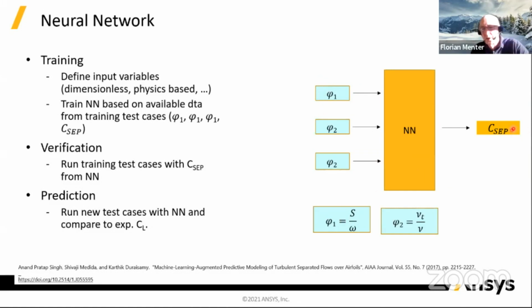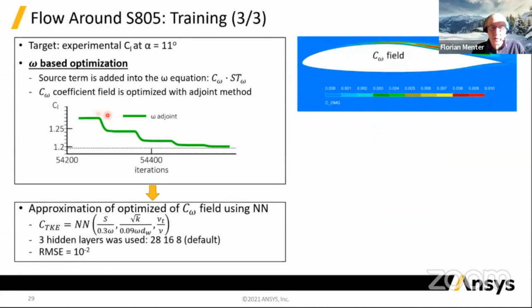For example, CSEP going down, is that correlated to maybe phi1 going up, phi1 being a non-dimensional strain rate divided by the omega from the k-omega model, or mu_t over nu? So you can train your neural network with some input quantities, which we have some predefined ones. You can also use additional ones. Then you can train that neural network to match the CSEP coefficient. And once you have done that, you have to, of course, converge that. And then you get a field for this coefficient. In this case, we had a coefficient in the omega equation, and that is then trained.